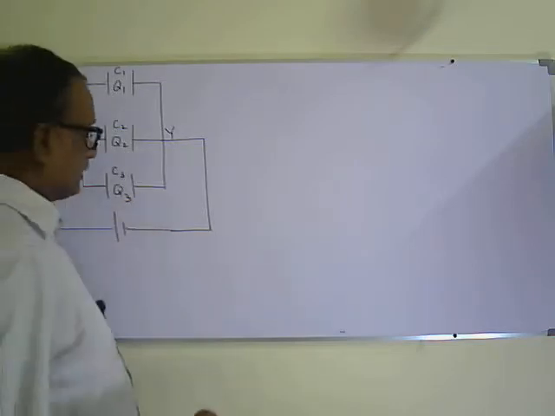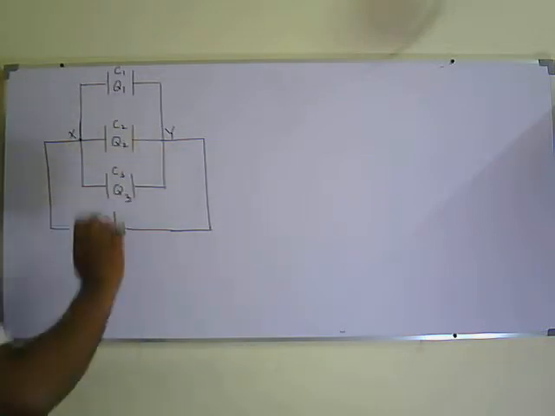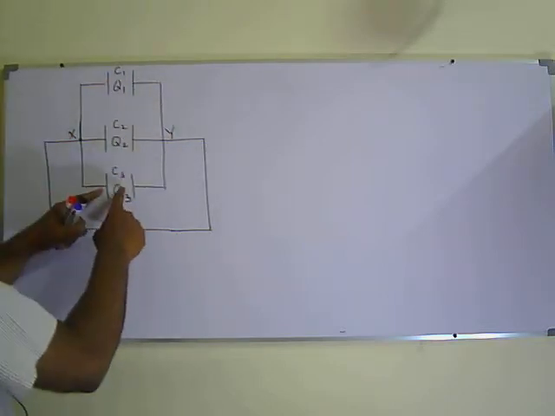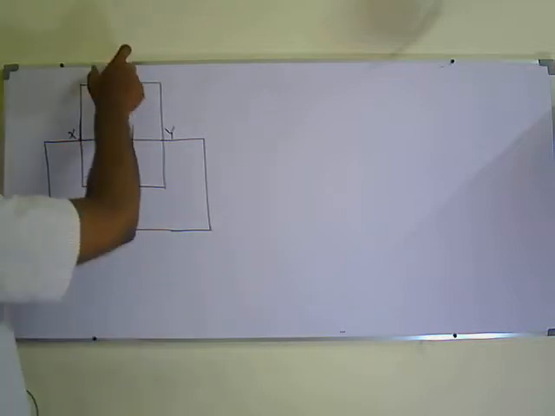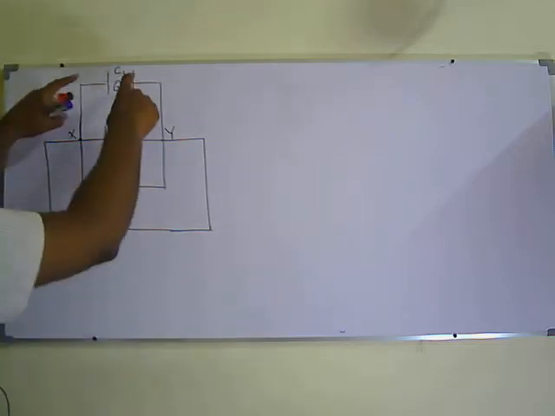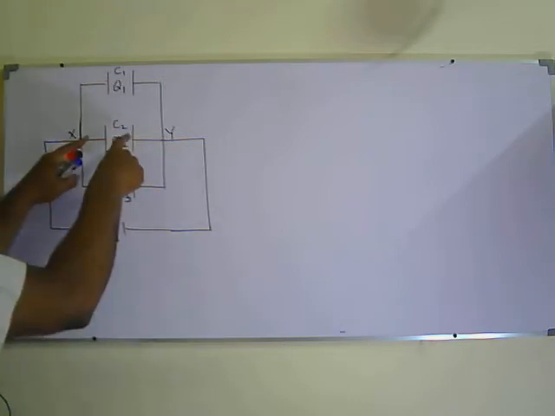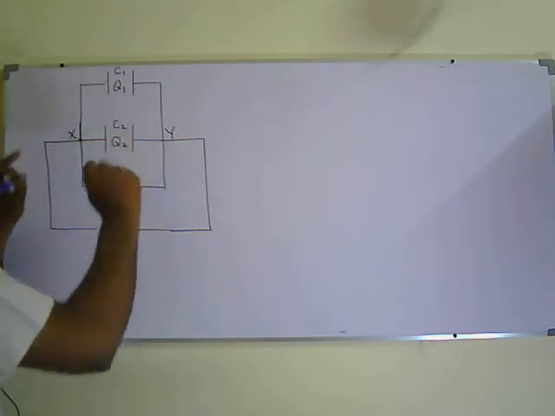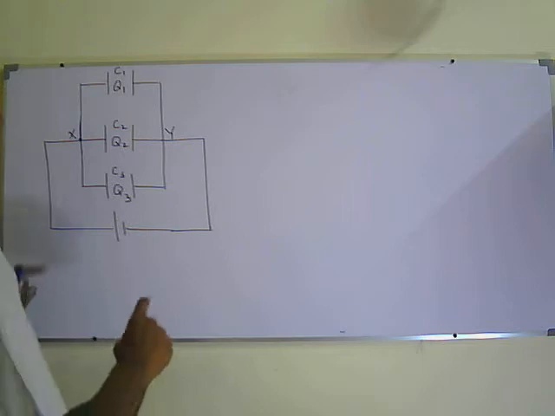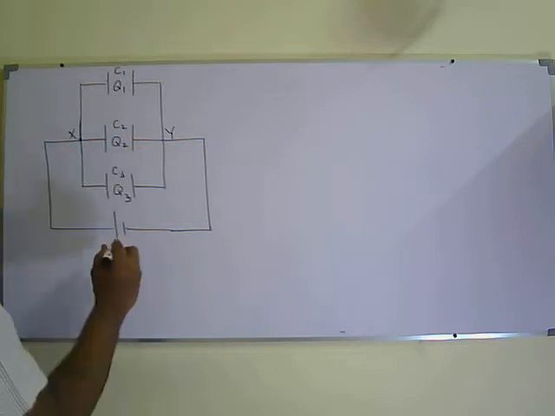Okay, so in this diagram, three capacitors are connected across two junctions X and Y. So these three capacitors are directly connected across two junctions X and Y, which means they are connected in parallel among them. So the voltage across the capacitor C1 is the same as the voltage across the junction XY. In the same way, the voltage across the capacitor C2 is also the same as the voltage across the junction XY. The voltage across the capacitor C3 is also the same as the voltage across the junction. But the voltage across the junction is the voltage across the DC power supply.